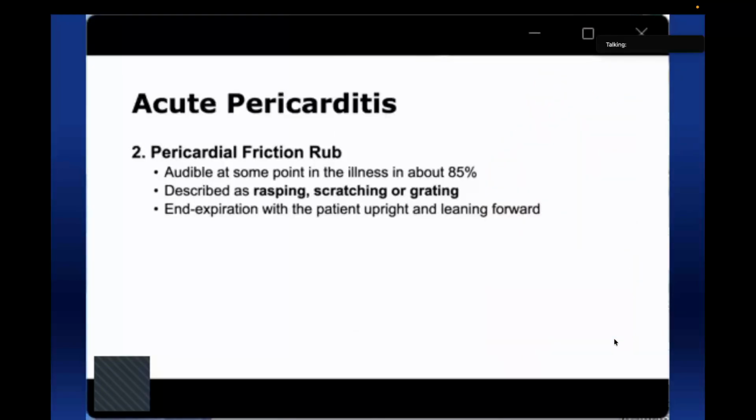In acute pericarditis, there is the presence of your pericardial friction rub, which is audible at some point in the illness in about 85% of the patients, described as rasping, scratching, or grating, and it is observed at end expiration with the patient upright and leaning forward.